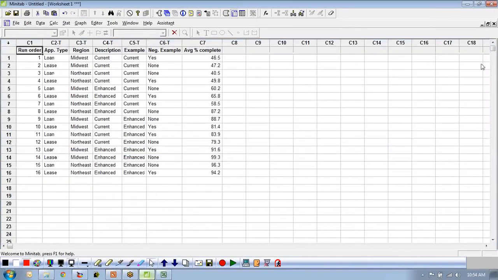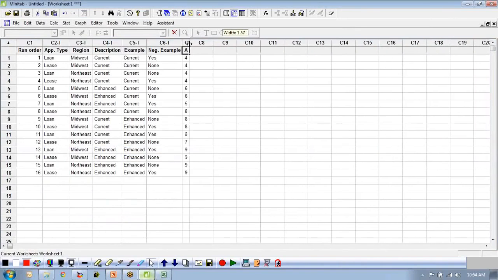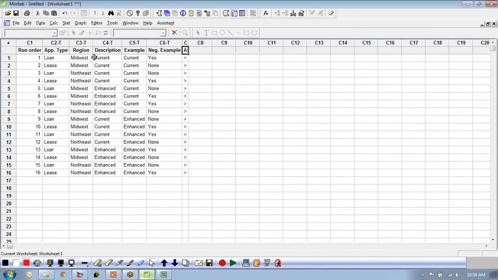Okay. So when they started the experiment, they would not have had C7. C7 is what's generated after they would send out all the applications that had these combinations. So maybe they had, I don't know, maybe 100 of them that they said, okay, let's send 100 that are loan applications. We're going to send it to the Midwest. We're going to use the current descriptions, current example, and yes, we're going to use a negative example.